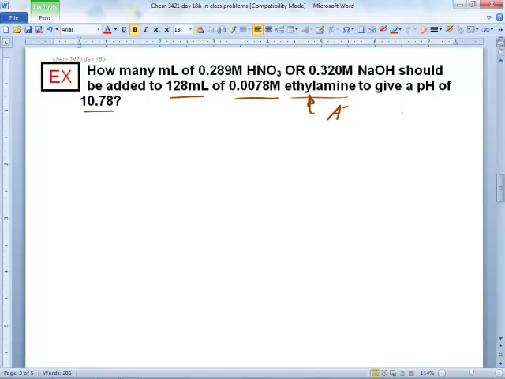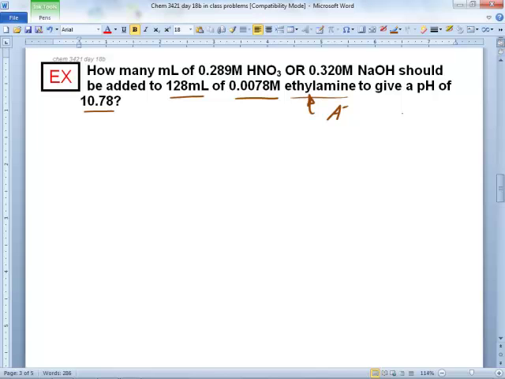So if we're going to start out with 128 mils of this ethylamine, you have all base form. We have to adjust the pH to get to 10.78. It still sounds odd, because 10.78 just sounds so basic, and you can just imagine being at 12 or 14 or something. Right? You're way too basic.